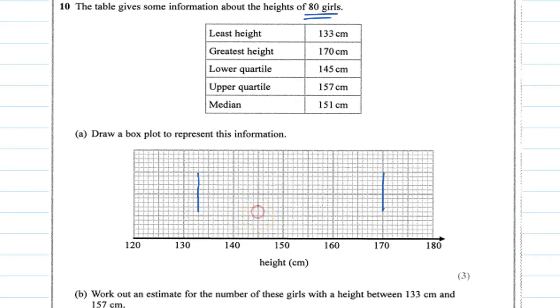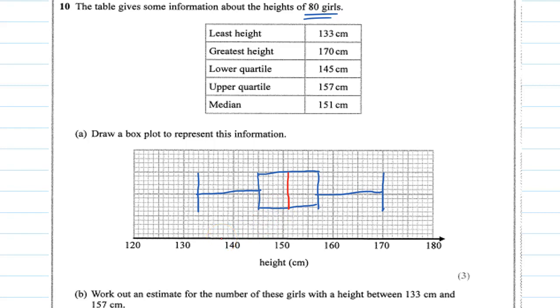Okay, so let's draw the line here and join them. 145. And upper quartile is 157, so 150, 151, 152, 153, 154, 155, 156 and 157. So this will be 157. So 3 steps from here. Okay, 157. So if we make a box like this, and median is 151, so 151 will be median, so let's draw it with the red ink. 151 is the median. Okay, so this is the box plot.